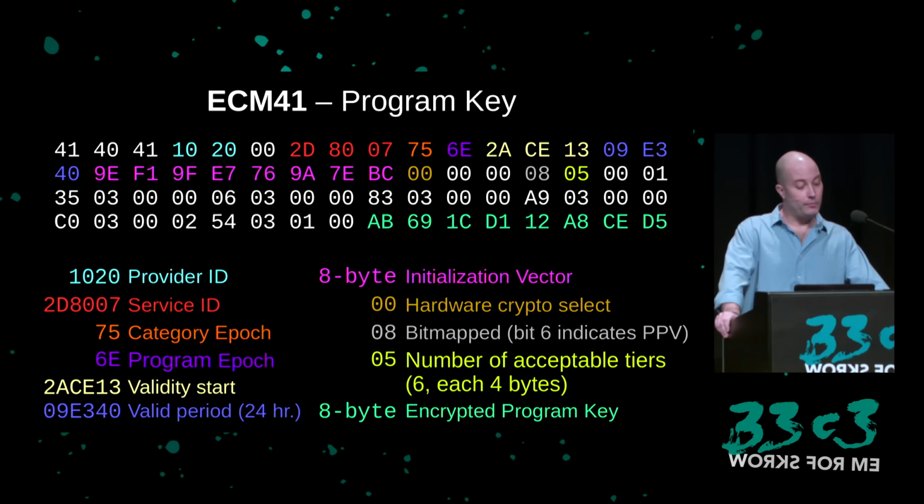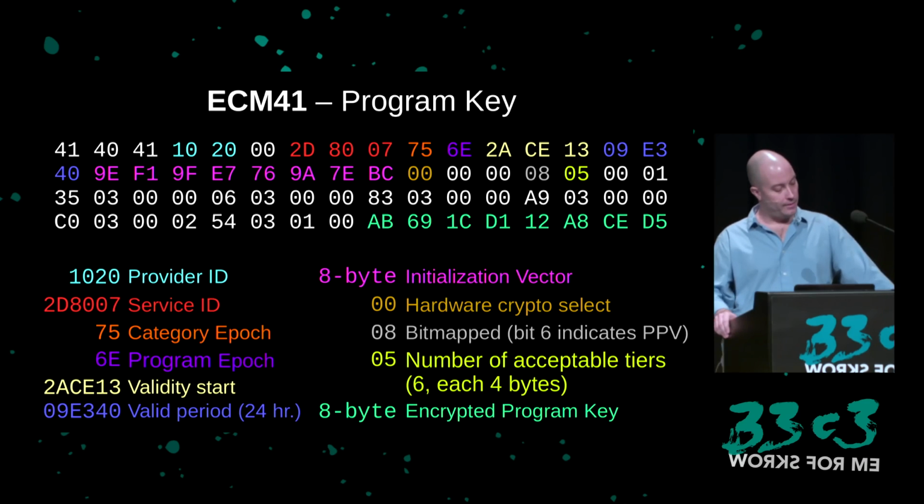The ECM41 contains the encrypted program key that's needed to correctly decrypt the ECM40. There's a provider ID that indicates which TV operator subscribers this ECM should be processed by. And there's the same service ID that will be found within the ECM40 messages. The category epoch identifies which category key is in use. There's also information about how long this program key will be valid for.